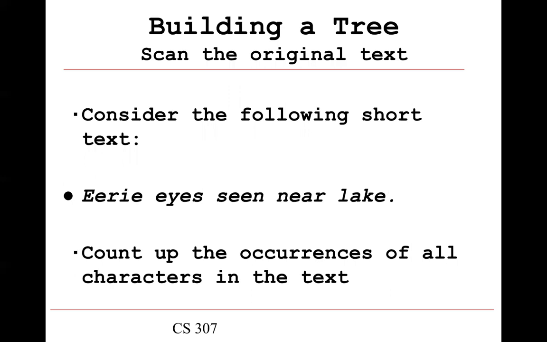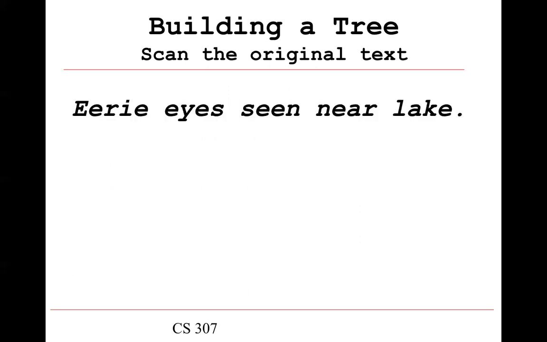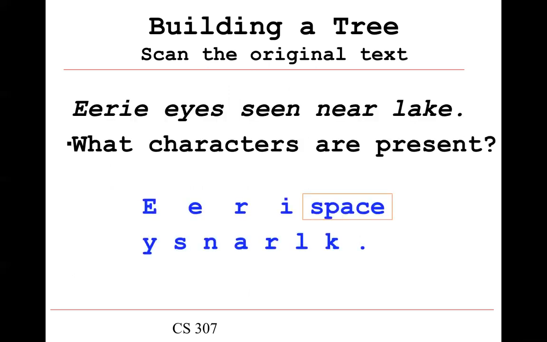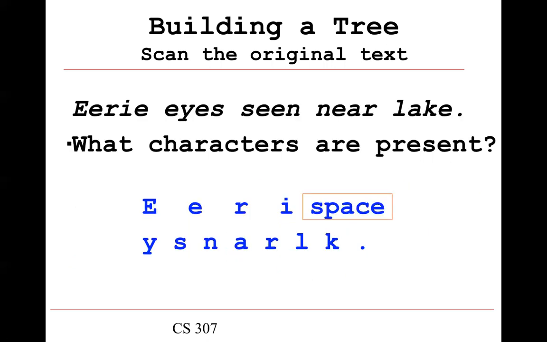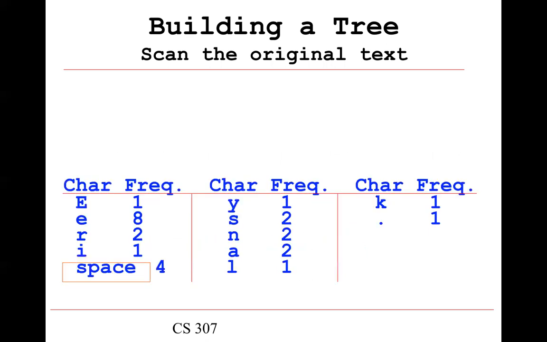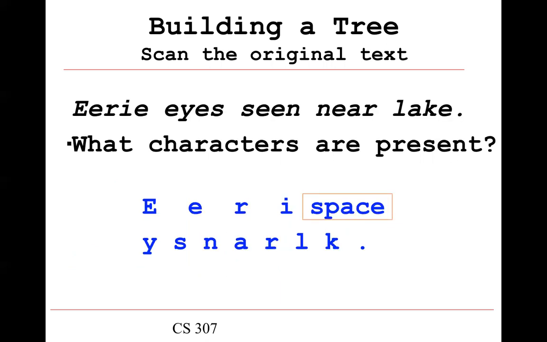We can consider the following short text. First, we need to count the occurrences of all the characters in this text. So we can use a map to track. Of course, we need to include the space. That's our frequency map. For example, you see the uppercase E occurred 1 time and the lowercase e occurred 8 times.